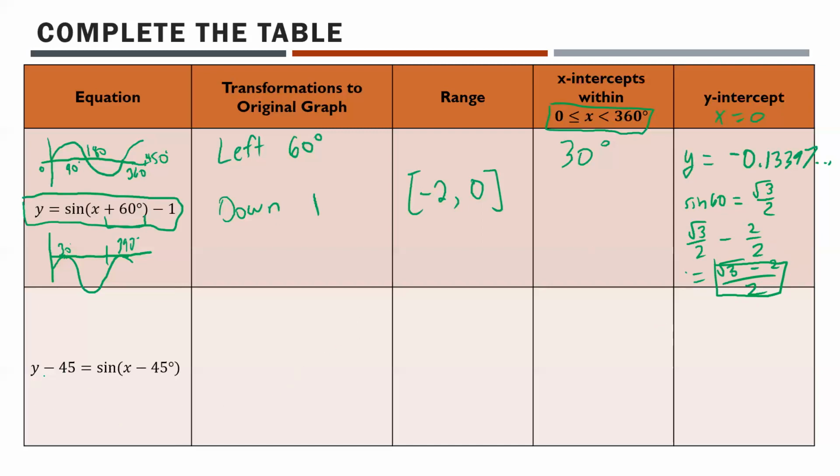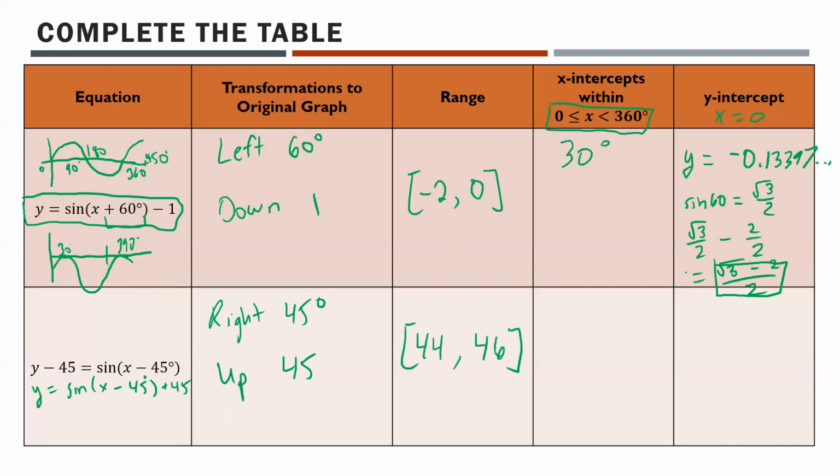Anyway, last one here. I hate how it's y minus 45, so let's move that over. Y equals sine x minus 45 degrees plus 45. Once we have it like this, we can see we're moving it right 45 degrees and we're moving it up by 45 units. Since we're moving it up 45 units, that's going to affect our range. Our range is usually -1 to +1, so the lower bound of our range now is 44, and our upper bound of our range now is 46.